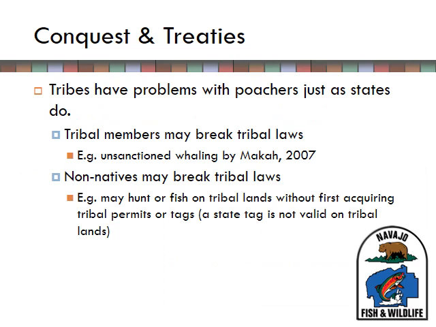This is not to say that tribes don't have poachers. Tribes have problems with poachers just as states do. The unsanctioned whaling that occurred with members of the Makah tribe in 2007 is one example. In this case, tribal members engaged in a whaling expedition that was not sanctioned by the tribe as a means of protest against threats to Makah whaling rights. The event caused an incredible amount of negative publicity for the Makah tribe.